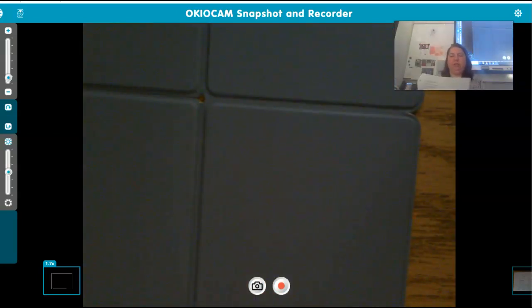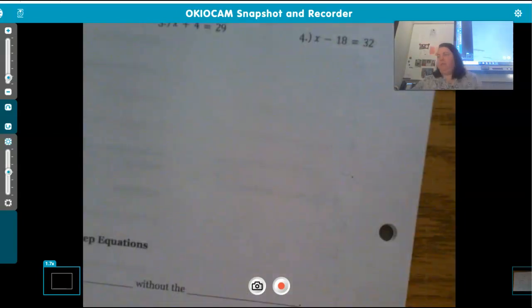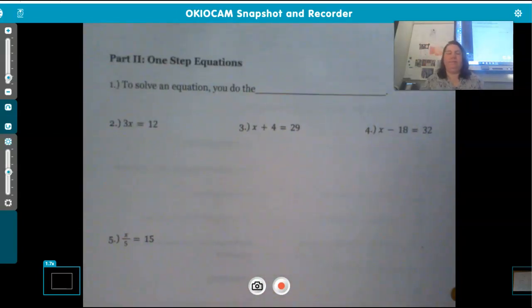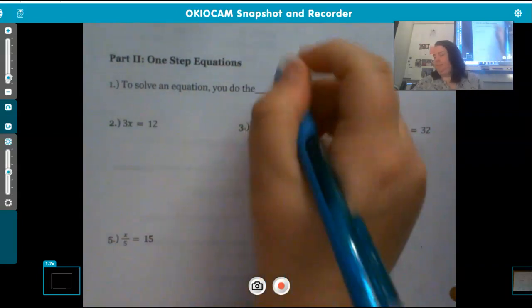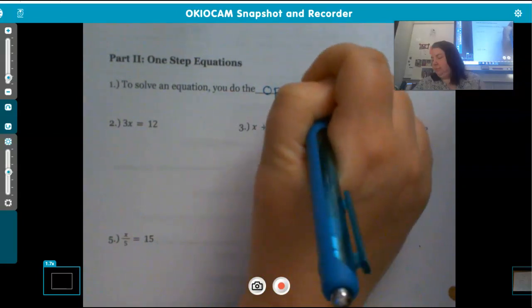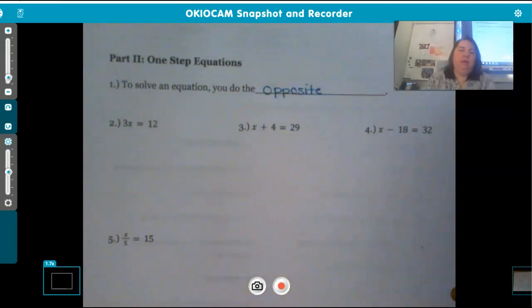So now we're starting to get into one-step equations. So to solve an equation, you do the what? Opposite. The opposite. So I want you to get yourself into the habit of asking those two questions. What is the equation asking me to do? That is, what does the equation say as it is written? What is the opposite? So when I ask the question, make sure you're listening for what the question is.